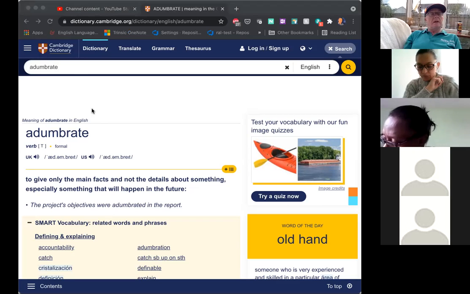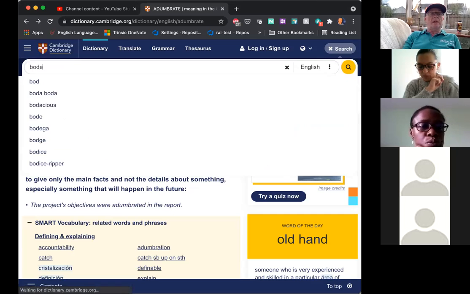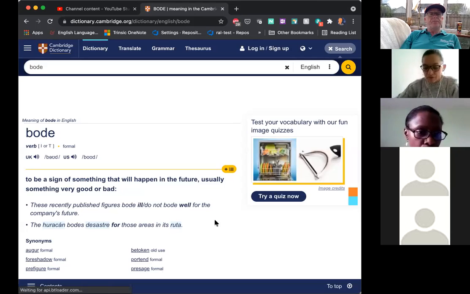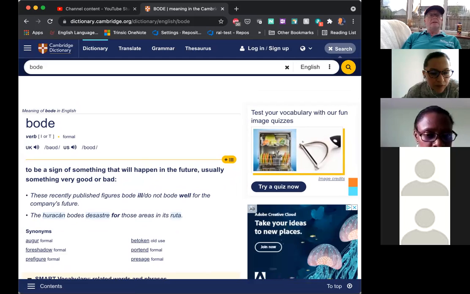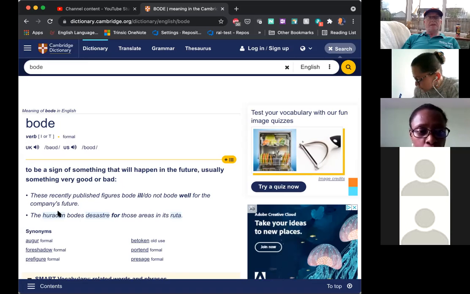Right. So here, I don't think we've done this. Bode. Have we done that word? Anyone? I'll write it in chat. This is new to me. So let's look at what the dictionary says. The dictionary says: to be a sign of something that will happen in the future, usually something very good or bad. Here are examples.